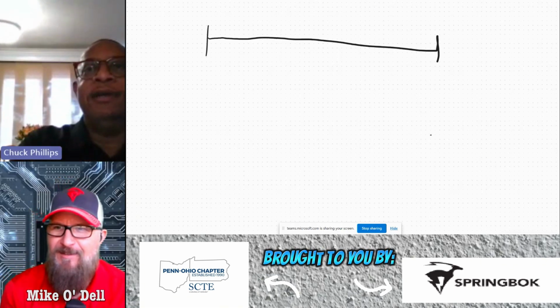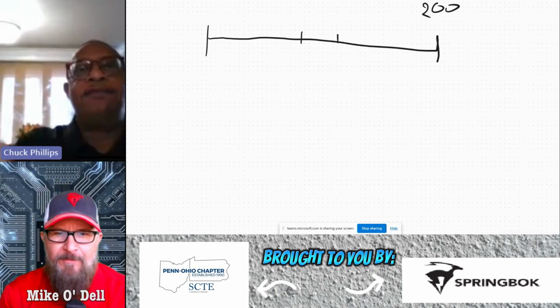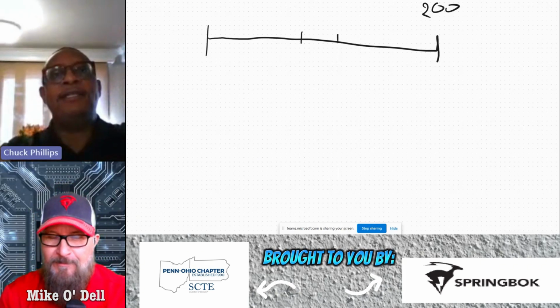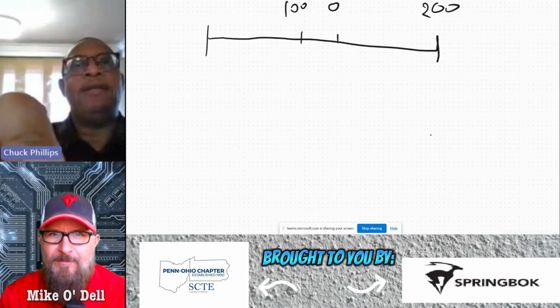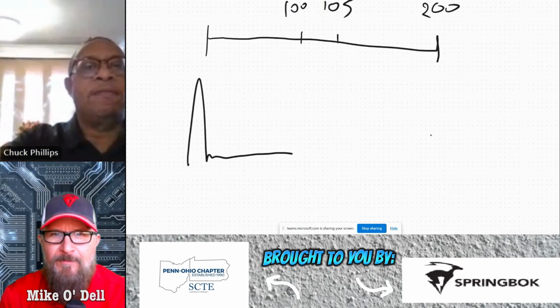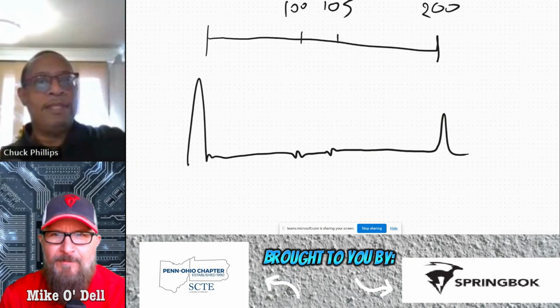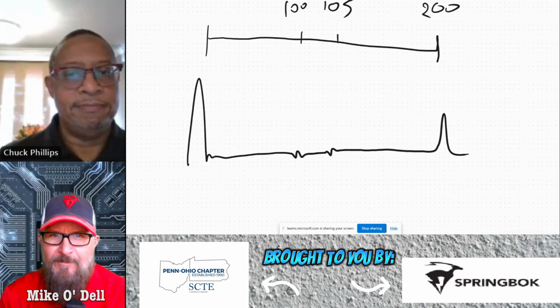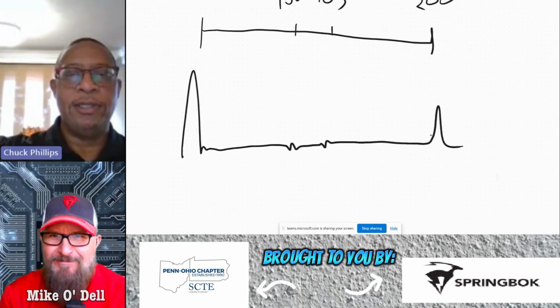I have a section of cable here that is 200 feet long. And I have 2 events in the center of the cable. Let's say they're splices. One at 100 feet, one at 105 feet. Would you agree that it should look something like this? You would think that it should, yes. You would think that it should, theoretically.